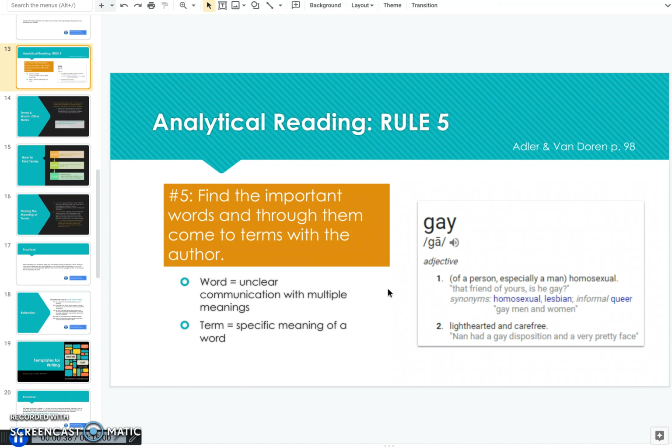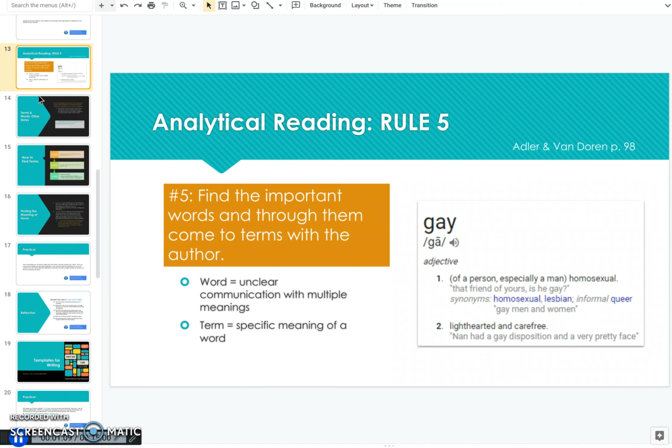So let's take the word gay as an example. Gay, most commonly nowadays, refers to a homosexual. However, in Adler and Van Doren's time, the word gay probably more likely meant lighthearted and carefree. So to determine how an author is using this word gay, you're going to have to look at the context of how they're using it. And probably from context it'd be really clear if the author means a homosexual or if they mean lighthearted and carefree.